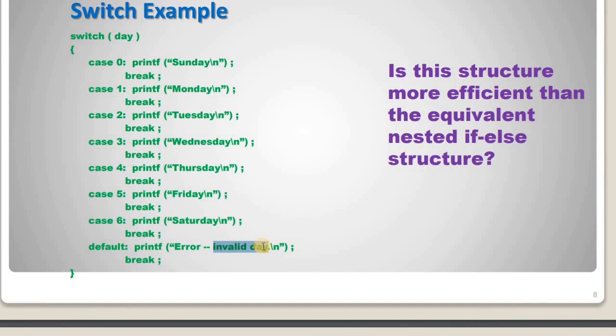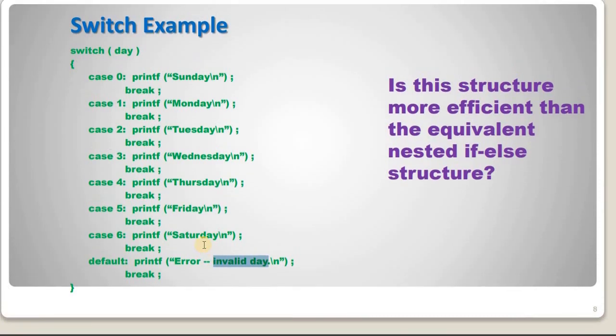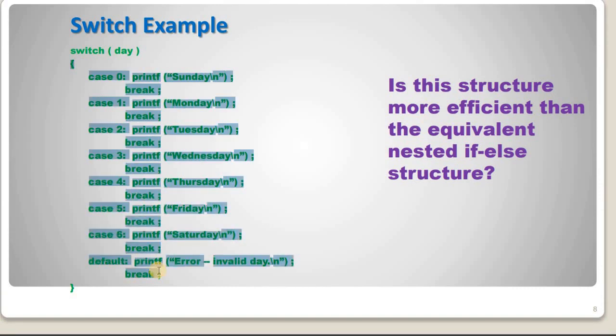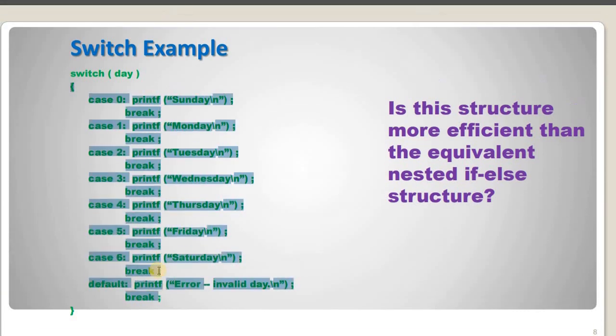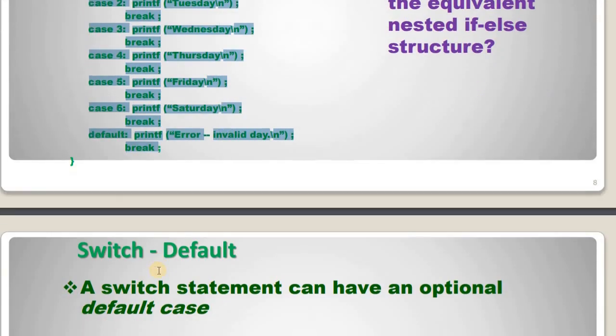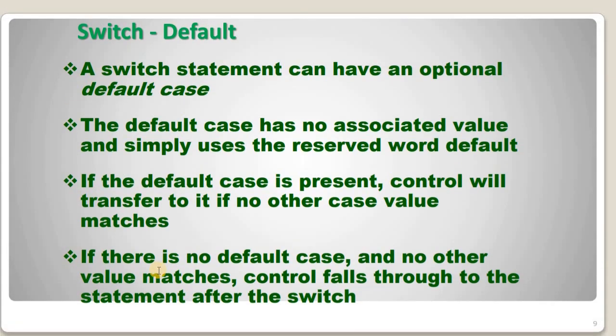So the choice is invalid. And it can take me to try again. It can execute this whole code again and say try again. The choice you entered is invalid, instead of doing nothing. That is why the default case is considered a good practice.